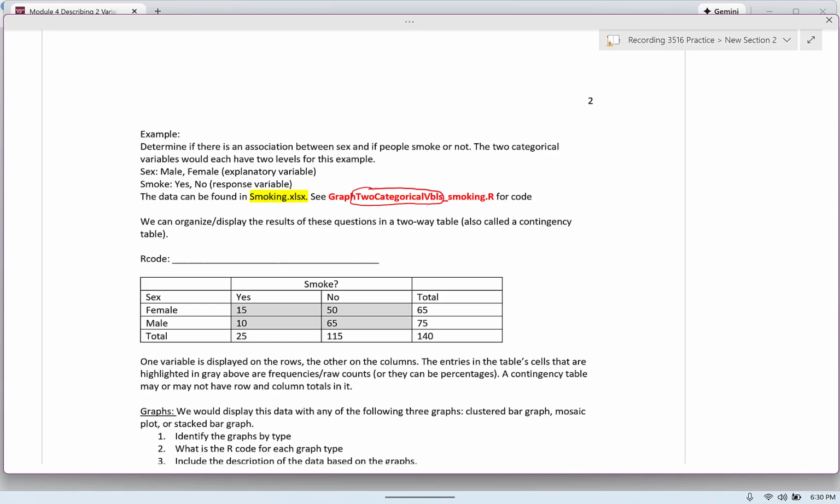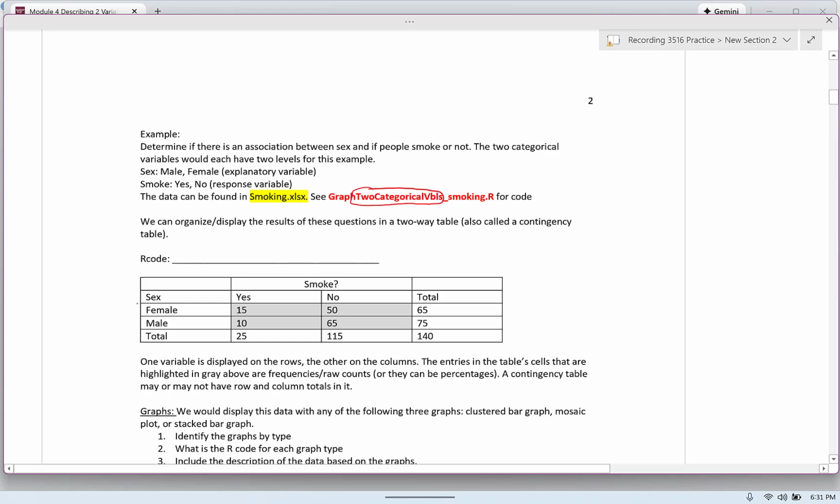So we can organize or display the results of these questions in a two-way table. We would ask each person, is your biological sex male or female? Do you smoke? Yes or no? And those are the only answers we're allowing here in this particular study. We'll talk about differences to those answers in a few minutes.